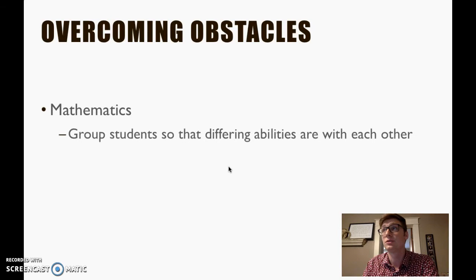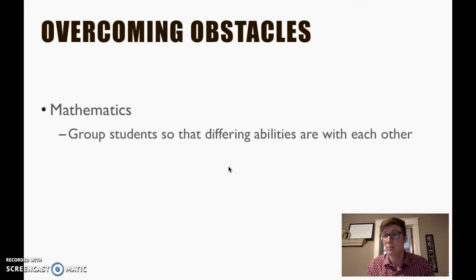One big strategy was grouping students with differing abilities with each other, and that allows the exceptional students that are struggling to see how it's done from their peers' perspective. It allows the students that understand the material to communicate their understanding to other students. And it also allows teamwork. And so those three things are huge.